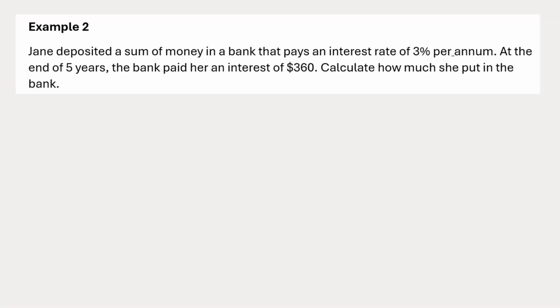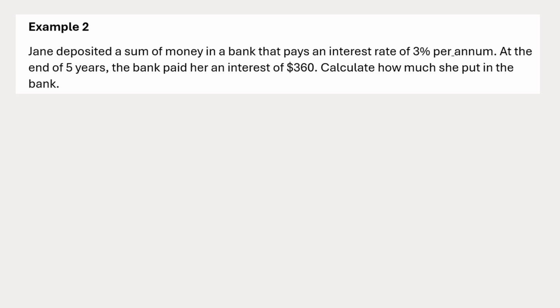Okay, so this is a slightly more difficult question than the first two we've done. In these questions here, we have another girl, and this time the girl is Jane. So Jane actually put a sum of money in the bank. So it's no longer borrowing money from the bank. Now she is saving the money put in the bank. And the bank pays her an interest of 3% per annum, which is per year. So at the end of the 5 years, the bank actually gave her interest $360.